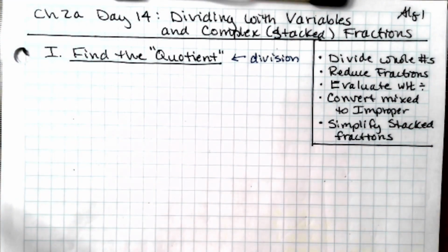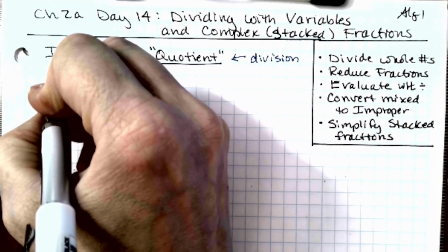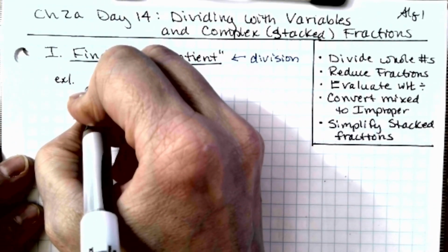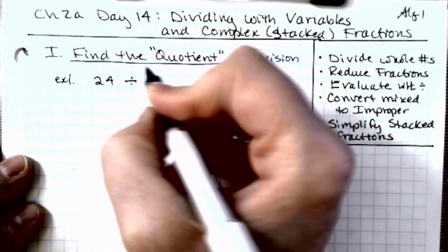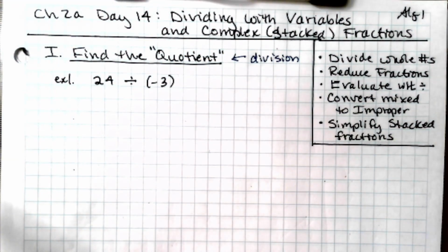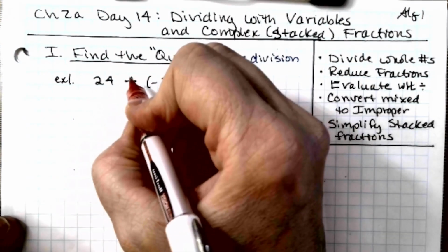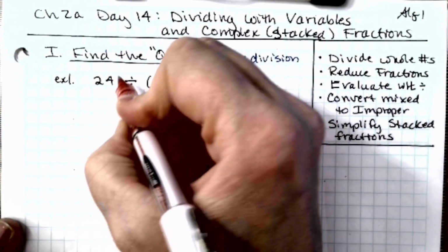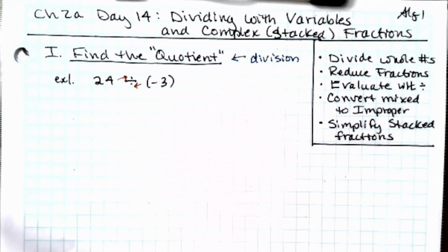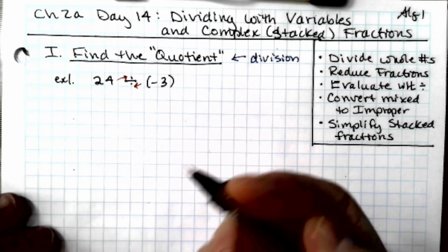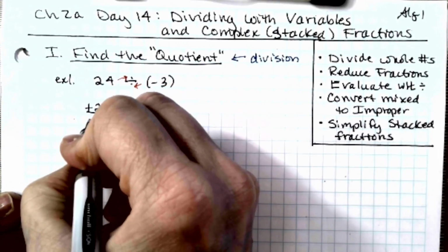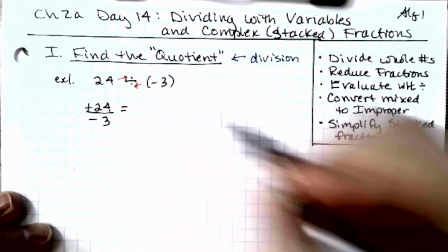It's just easier to say quotient. All right, so for example, we're just going to do simple division of whole integers. 24 divided by -3. When you have the division symbol, this looks like a little fraction. The first number goes on the top of the fraction, the second number goes on the bottom of the fraction. So this gives us a positive 24 on top with a -3 on the bottom.